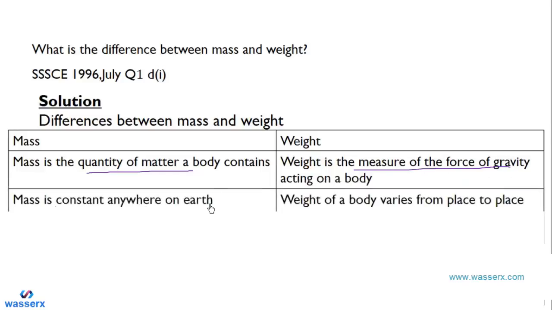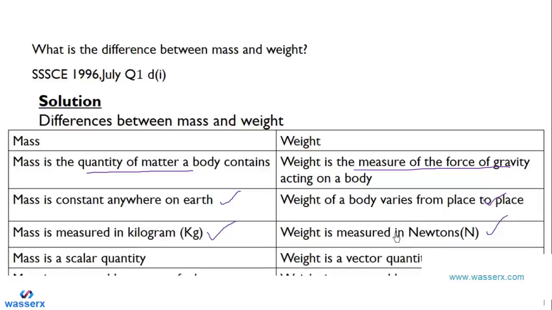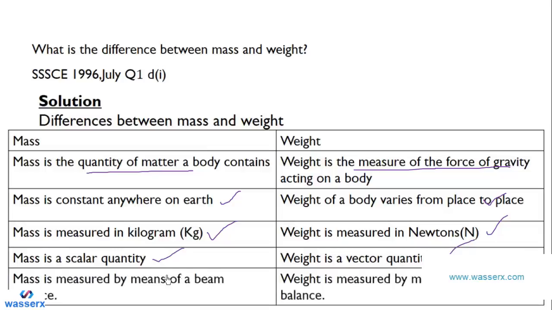And mass is constant everywhere on Earth, but weight of a body varies from place to place. And the mass is measured in kilograms, whereas weight is measured in newtons. Then we have mass is a scalar quantity and weight is a vector quantity. And last but not the least, we have mass being measured by means of a beam balance, but weight is measured by means of a spring balance.